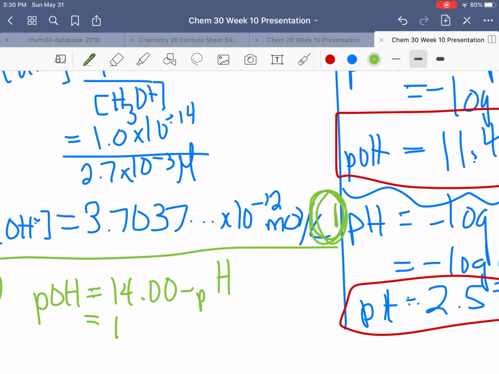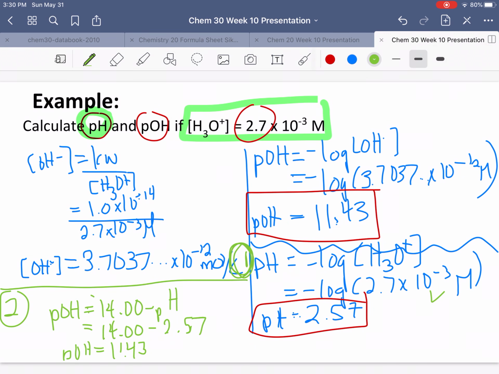I just found the pH. 14.00 minus 2.57. I would have used the unrounded value, right? And we get the wonderful world of a pOH equal to 11.43. Oh, look! Same as this over here. So more than one way to go through these, guys. As long as you are showing process, showing work, and getting to a correct end answer, I'm happy.